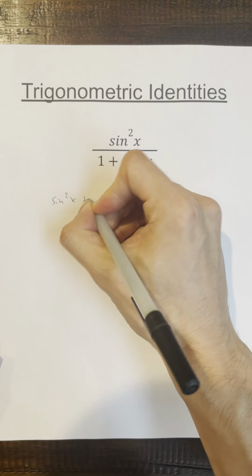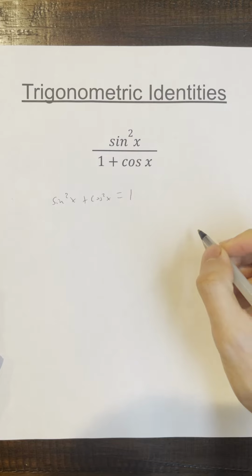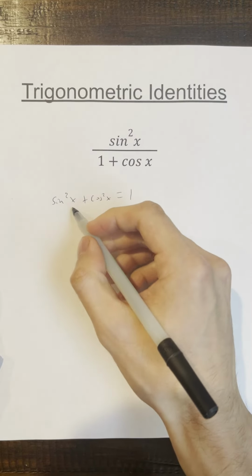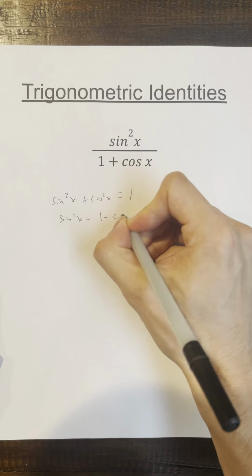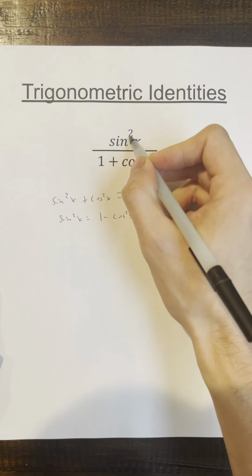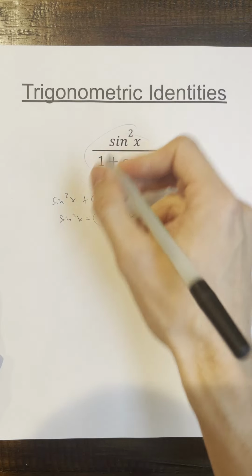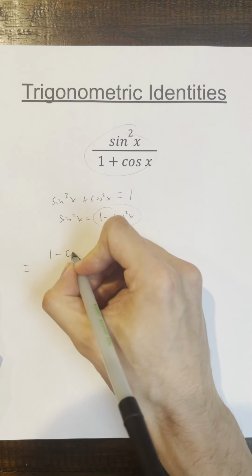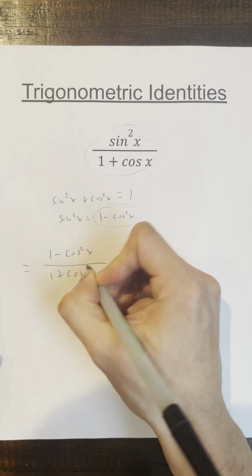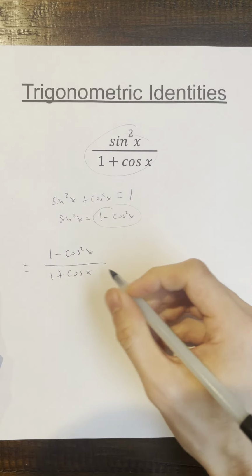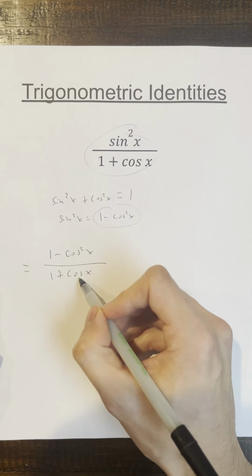Sine squared x plus cosine squared x equals 1, or at least consider it. So sine squared x is going to be 1 minus cosine squared x. So I change this to this, and this fraction is going to become 1 minus cosine squared x over 1 plus cosine x. So I see 1 and cosine in the numerator and 1 and cosine in the denominator.